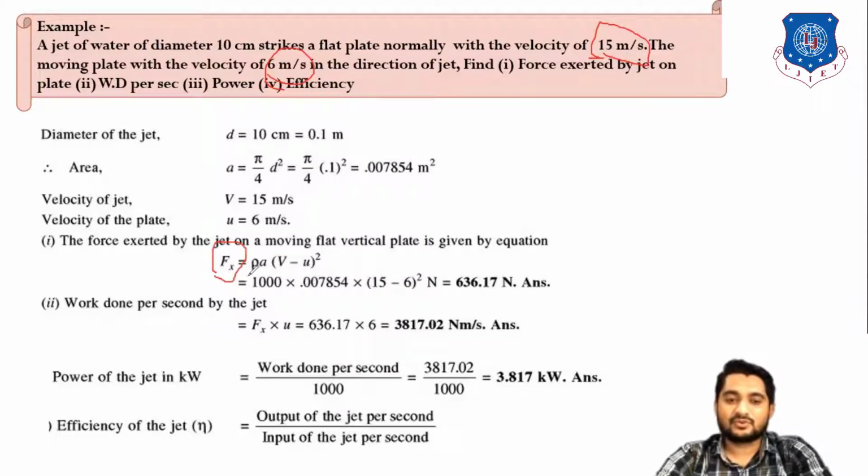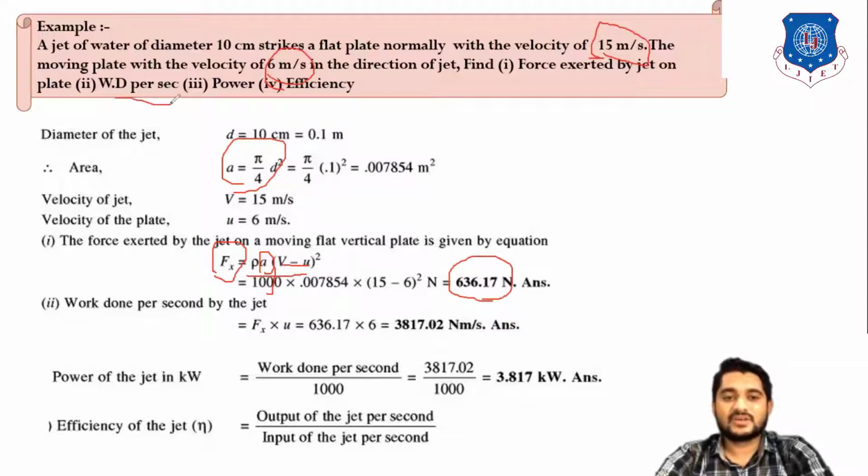Now according to our equations, for a flat vertical plate where the blade is moving, Fx will be rho a (v minus u) square. Here rho is 1000 for water. Area of the jet can be calculated by pi by 4 d square. V minus u, V and u both are given. So Fx will be 636.17 Newton.